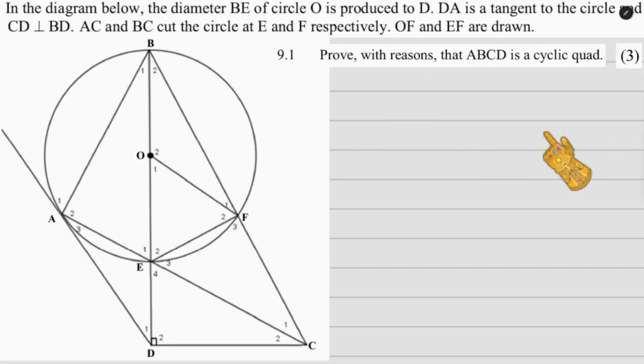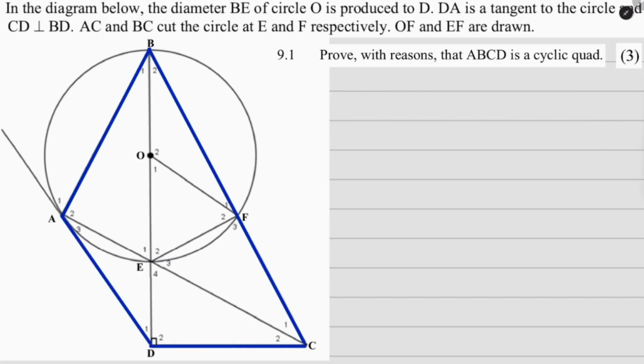Jumping into question 9, we've been given a circle. We've been told that we've got a diameter BE, and we've got a tangent DA over there. And we've been told that these two lines are perpendicular, which has been indicated on the sketch. And first up, we need to prove with reasons that ABCD is a cyclic quad. Okay, I'm going to highlight that cyclic quad quickly.